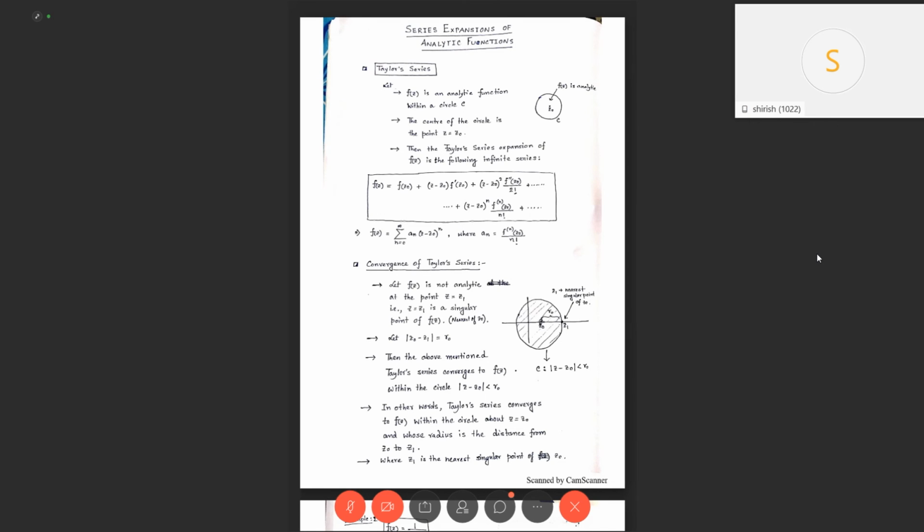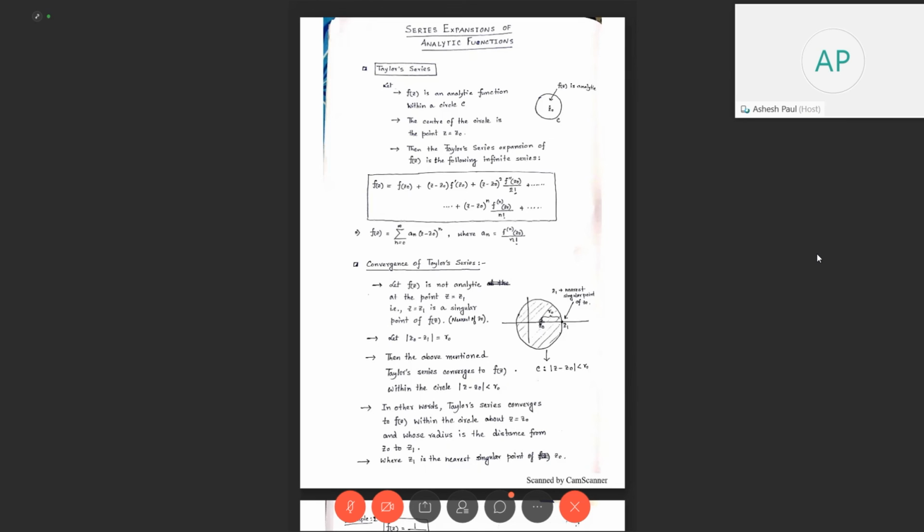Okay, now it's 4:15. I think we have to start now. So we will start today. We will start series expansion of complex functions. Okay, series expansion of complex functions.